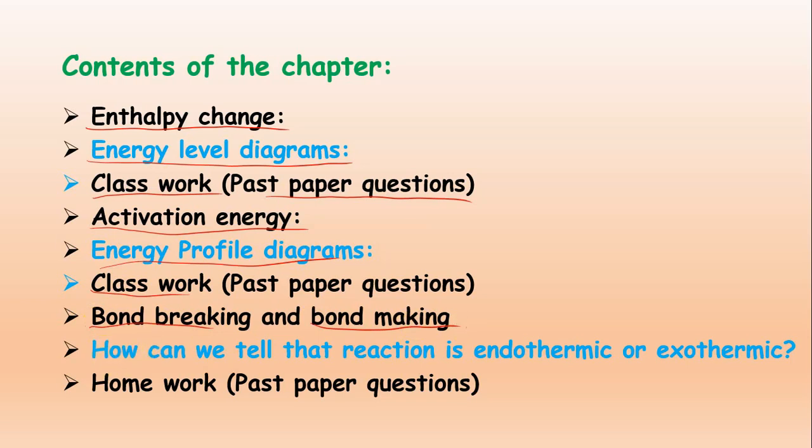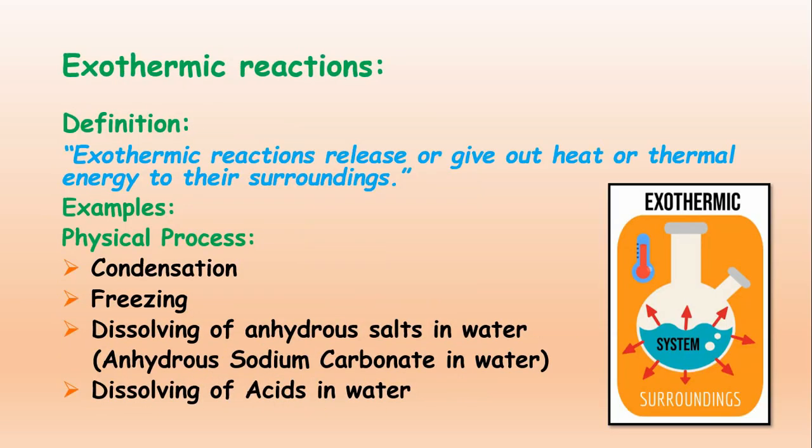Last, the topic which we will discuss will be how we can tell that a reaction is endothermic or exothermic through different approaches. The one approach we will discuss in this topic will be the calculation of the overall change in enthalpy. Then at the end there will be homework, related to the past paper questions. So now let's look at and discuss the first topic, that is the endothermic and exothermic reactions.